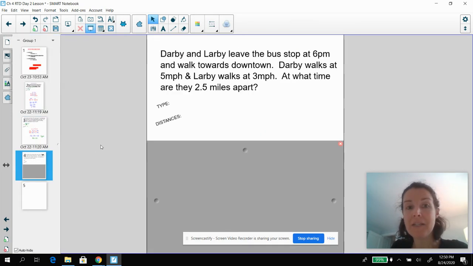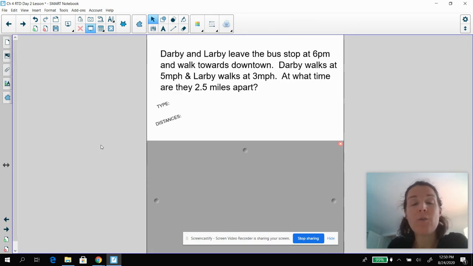All right, here we go. Last problem of the day. Same thing: read the problem, pause the video, and fill in what type of problem this is and what you're going to do with the distances. Go for it.